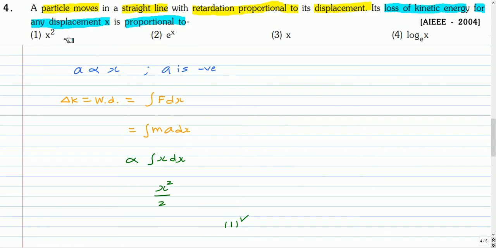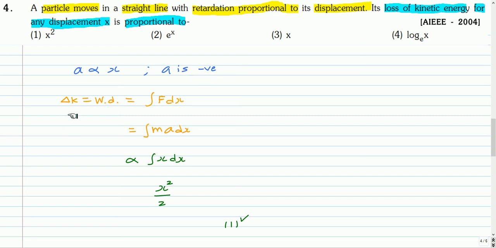This is the next question. A particle moves in a straight line with retardation proportional to its displacement. Its loss in kinetic energy for any displacement x is proportional to. So the acceleration is proportional to the displacement x and acceleration is negative because it's retardation.